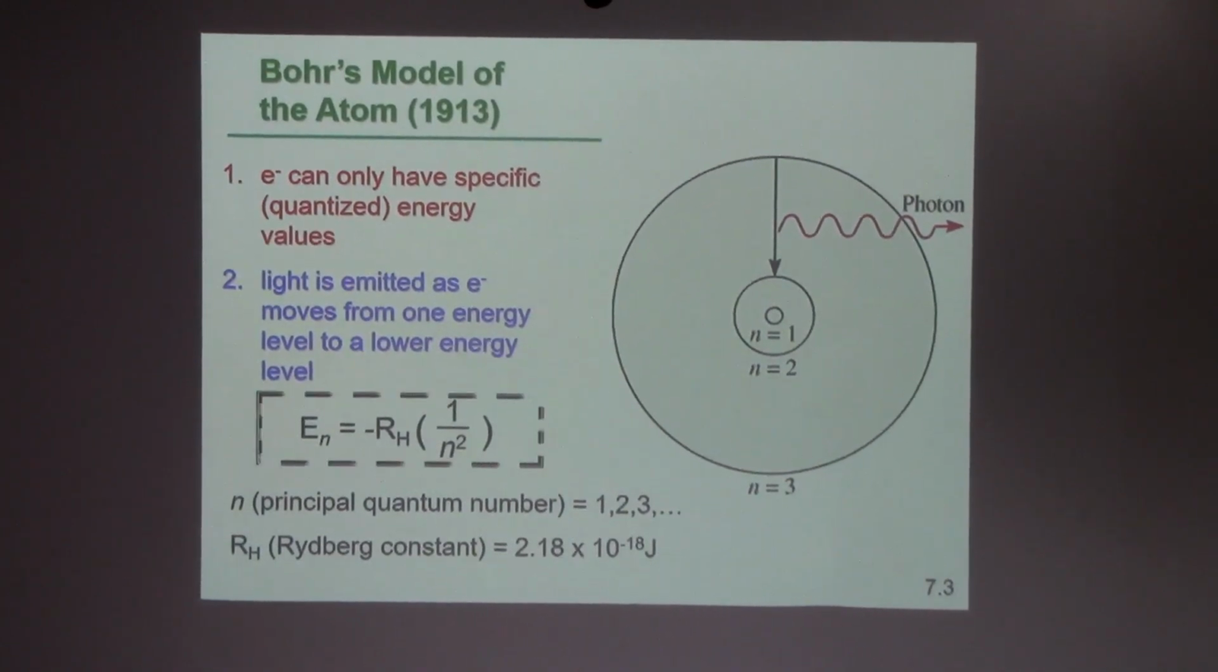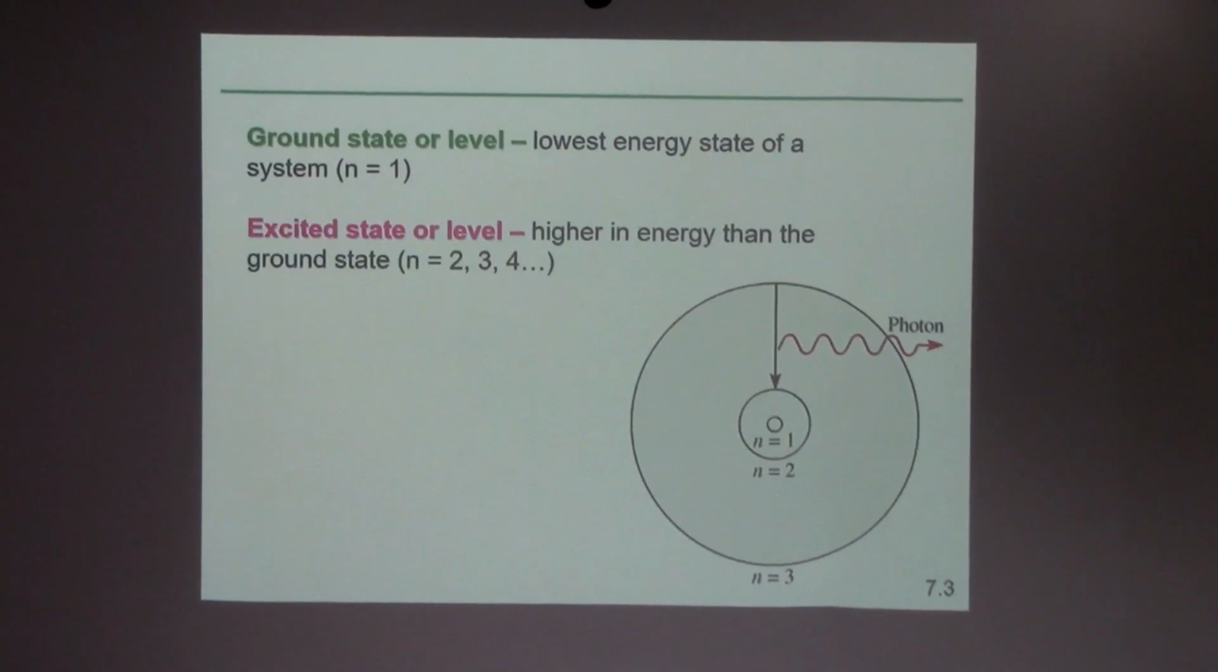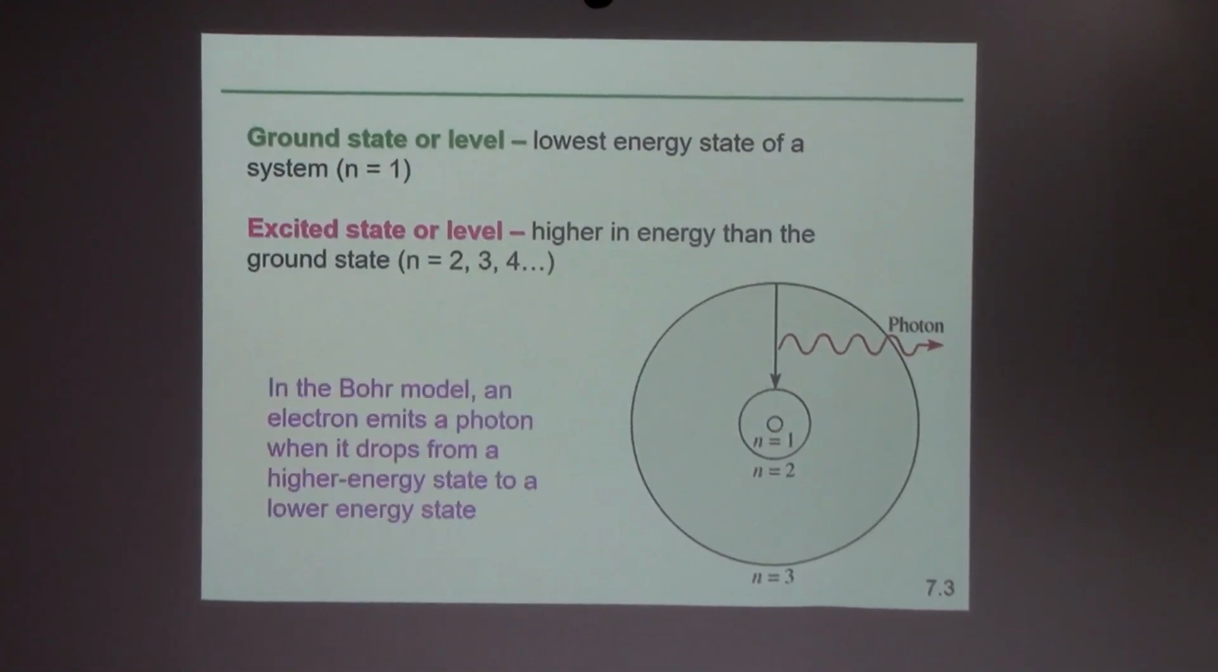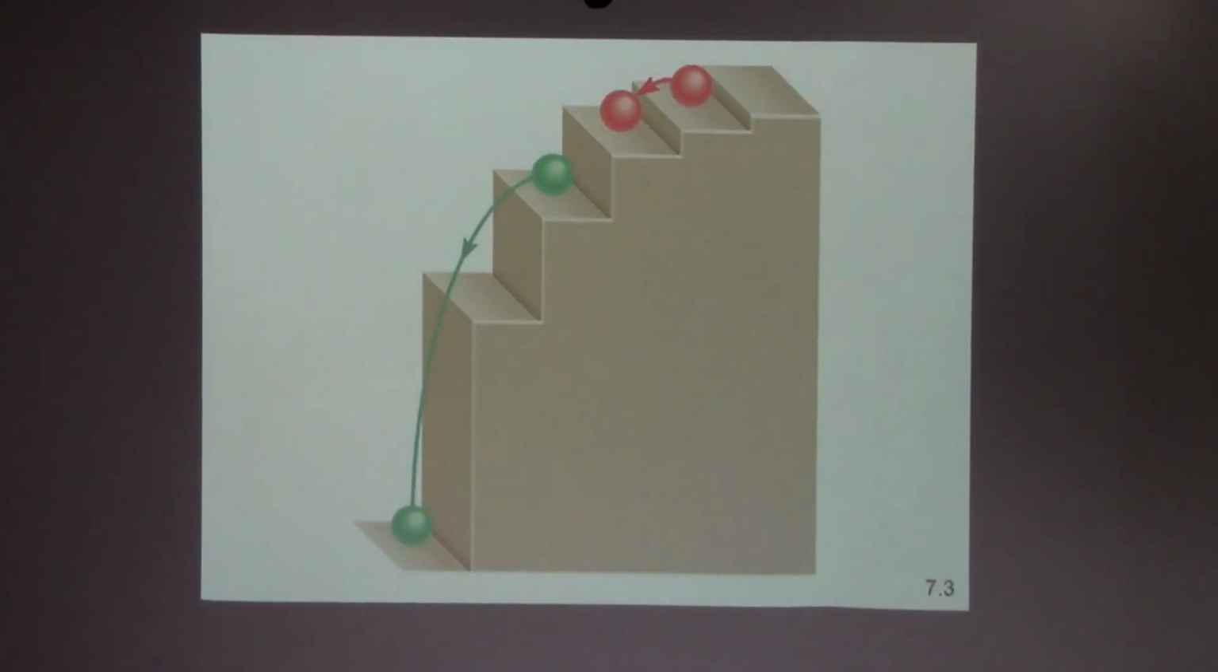An electron in its most stable energy state is said to be in the ground state. Ground state or level is the lowest energy state of a system, n equals 1. An electron at an energy level higher than its most stable state is said to be in an excited state. Excited state or level is higher in energy than the ground state, n equals 2, 3, 4. In the Bohr model, an electron emits a photon when it drops from a higher energy state to a lower energy state. The release of specific amounts of energy in the form of photons accounts for the lines in the hydrogen emission spectrum.